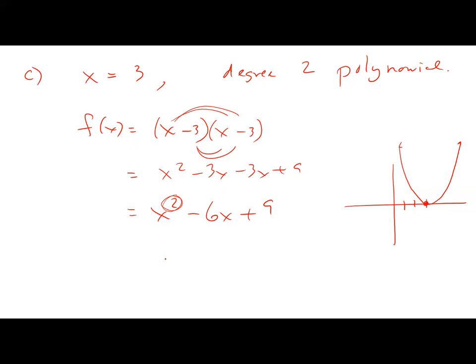Okay, so you guys get this one here. Let's see. C, D. D, I have a 0. I have 2 zeros, 1, 5. But I want this guy to be a degree 3 polynomial.